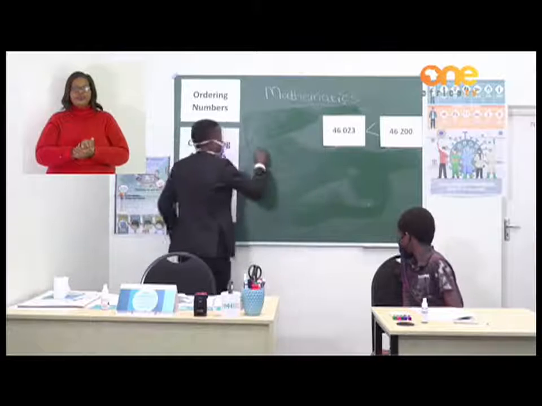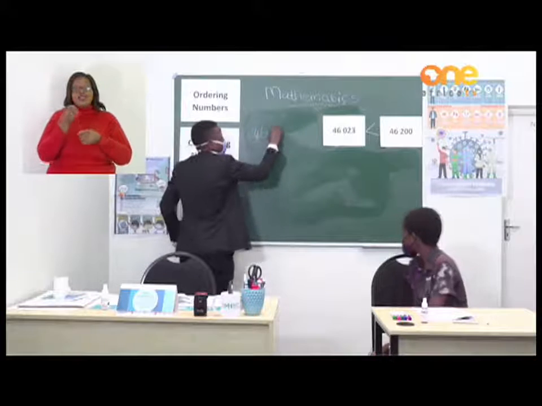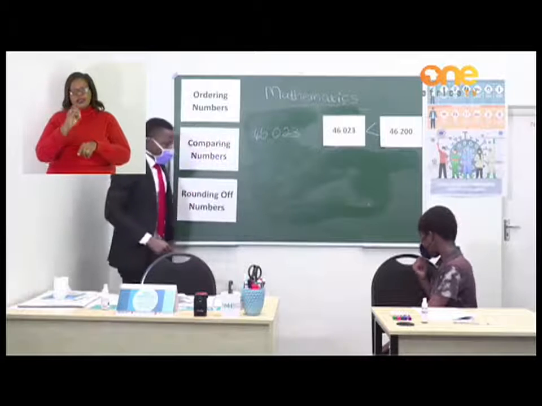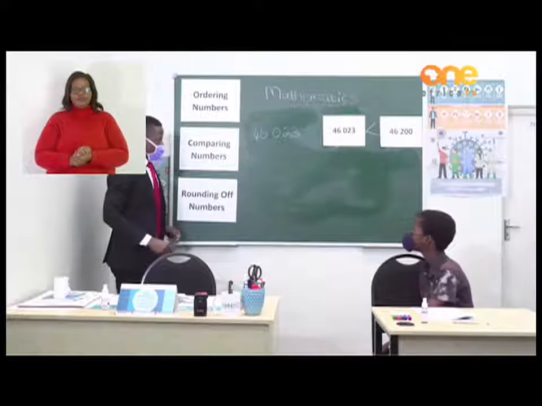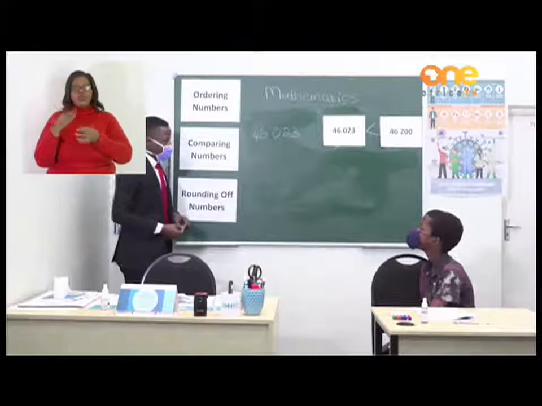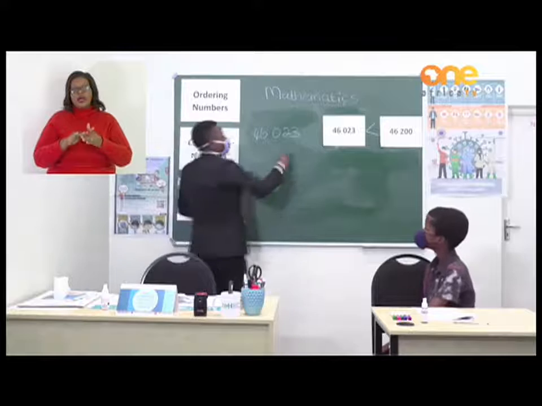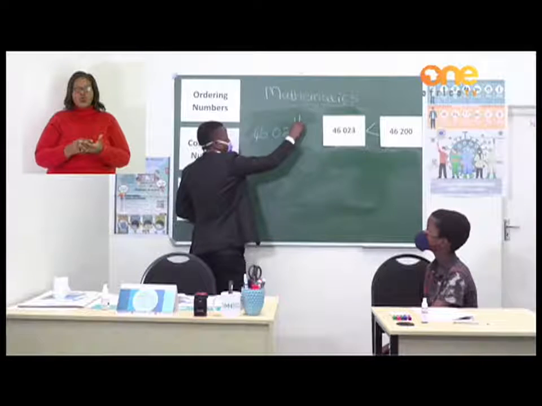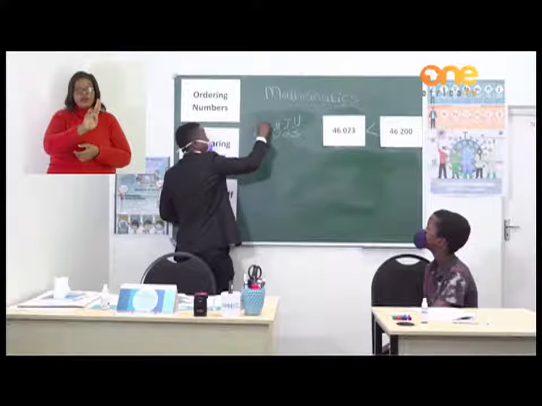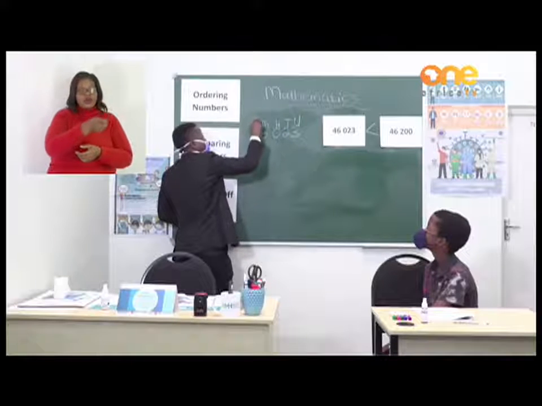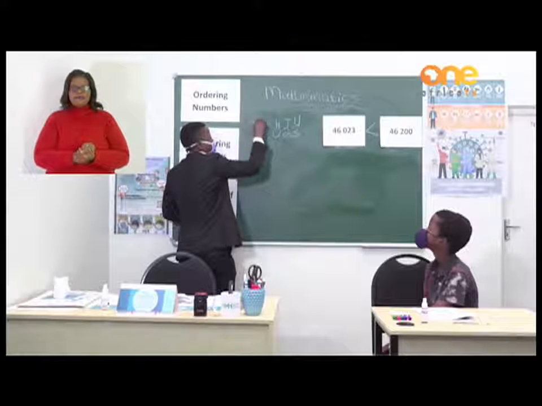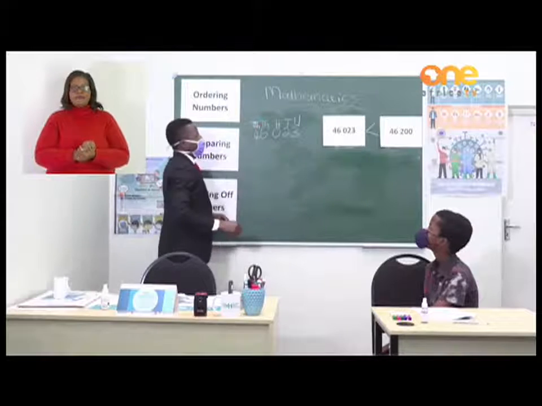You will be given a number, for example, 46,023. And remember in the previous presentation, I was talking about place values. The last number is always a unit, a 10, 100, 1,000, and a 10, capital T, a 10,000.